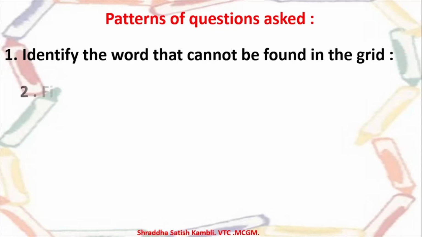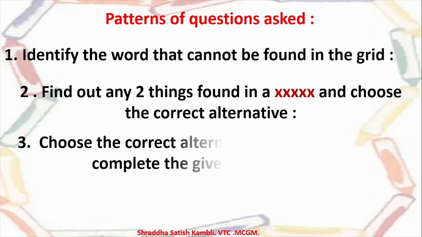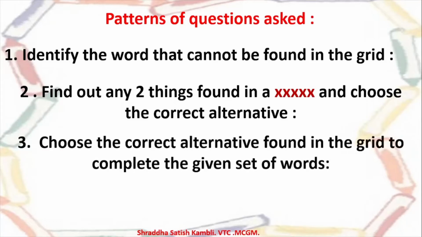Okay, then pattern number 2 is find out any 2 things found in a dash. So it could be in a park, in a library, in the kitchen, okay, in a particular situation, and then you have to choose the correct alternative. Then you have pattern 3, choose the correct alternative found in the grid to complete the given set of words. So there will be a set of words which are given to you. You have to complete the set of words with the correct alternative which is found in the grid.